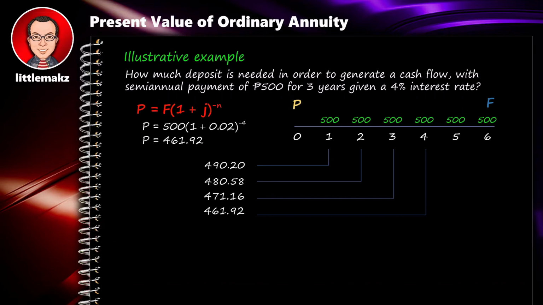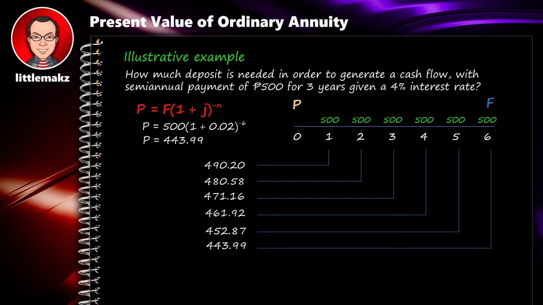You may pause the video and do it yourself. So if n is 5, then we have a value of 452.87. When n is 6, we've got 443.99. That is close to 444. We write it in 2 decimal places and we get the sum of all this.